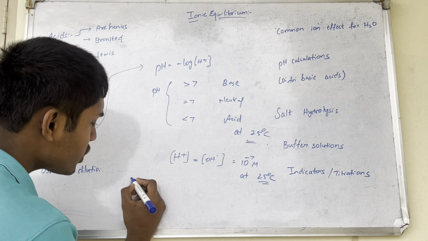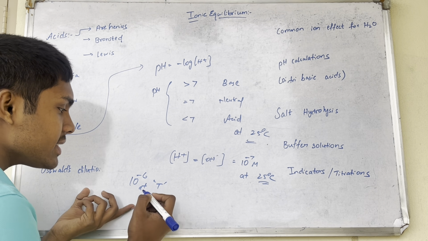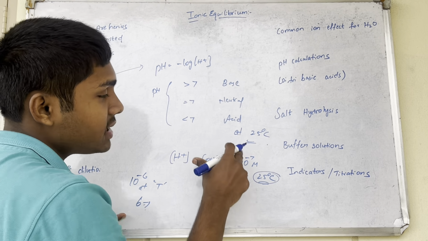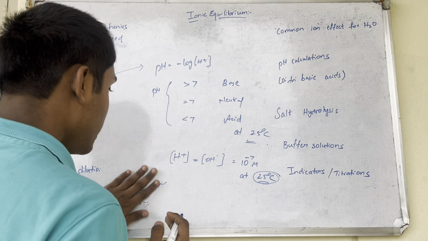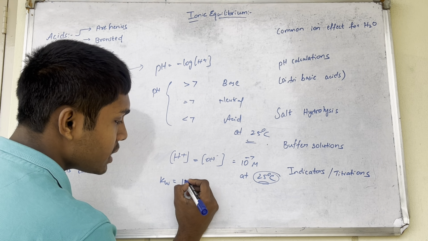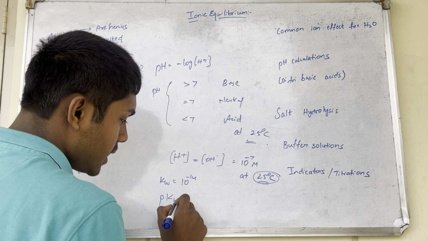Suppose it is 10 raised to minus 6 as a neutral point at some other temperature, then we have to take 6 as the neutral point. So it depends on the temperature too. The pH depends on the temperature. And one more thing is that Kw, from this, we can write as 10 raised to minus 14, the product of these two. So now pKw is equal to 14.